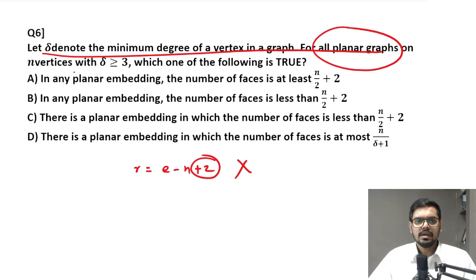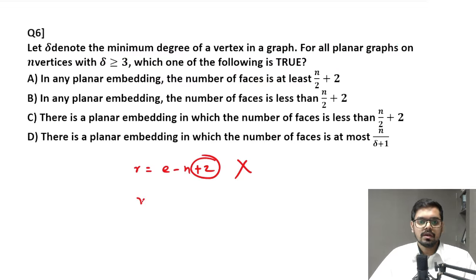Yes, they are talking about planar graphs, but nothing about connected graphs. Then why are you using this formula? Wrong. You have to use the general formula. R is E minus N plus K plus 1. This is the general formula we are going to use for this question.